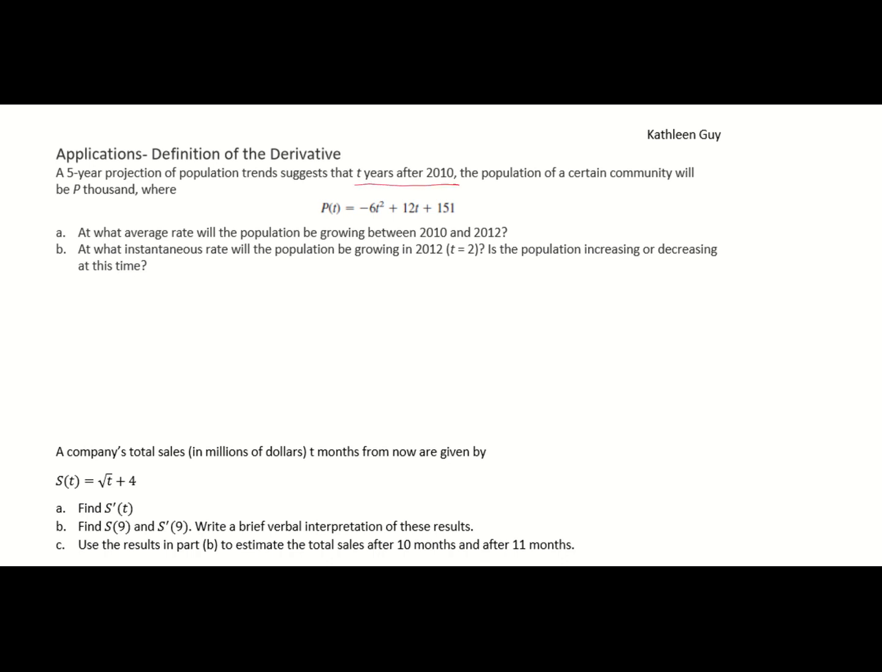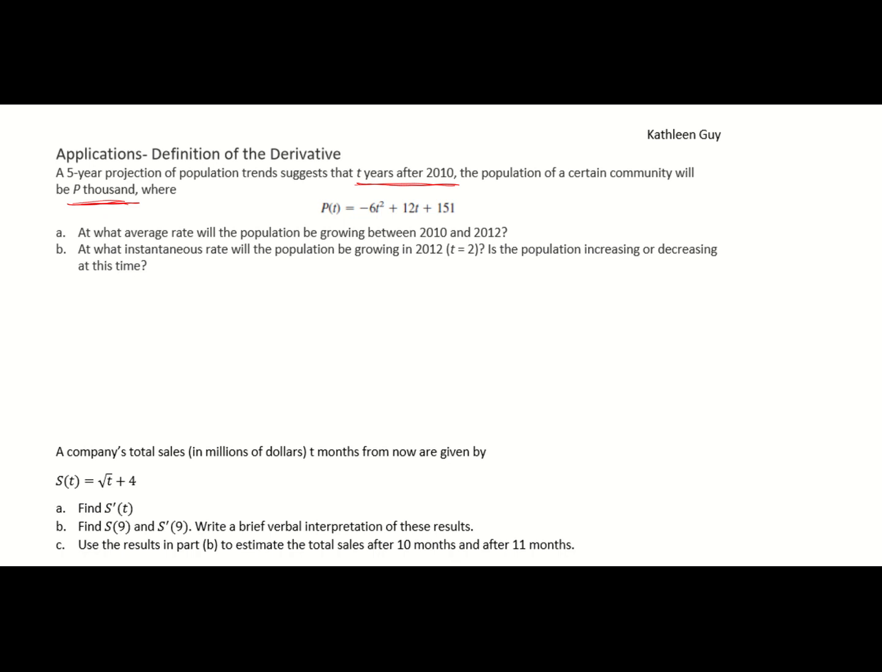Now there are two key things here that you really need to pay attention to. First of all, T is the years after 2010, and P is in thousands. All right, this will be important. Always pay attention to how it's measured. Okay, the first one. At what average rate will the population be growing between 2010 and 2012?